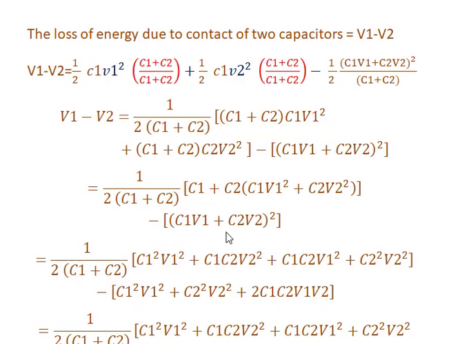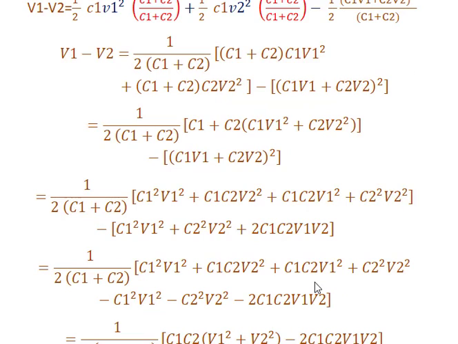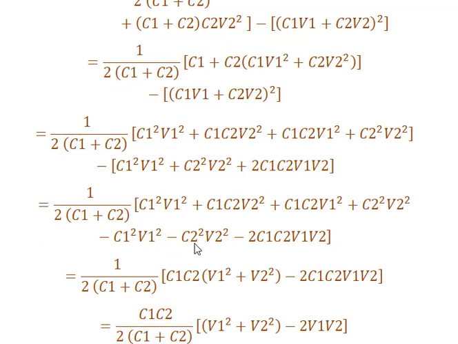See here. And this term is expanded using the (A plus B) whole square formula: A square plus B square plus 2AB. So C1 square V1 square plus C2 square V2 square plus 2 C1 C2 V1 V2. On simplifying, C1 square V1 square gets cancelled, and C2 square V2 square and C2 square V2 square get cancelled. The remaining terms are written here.